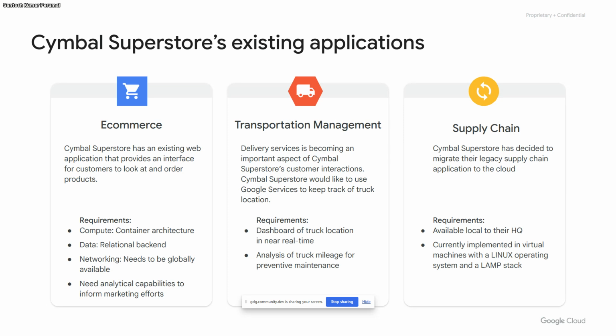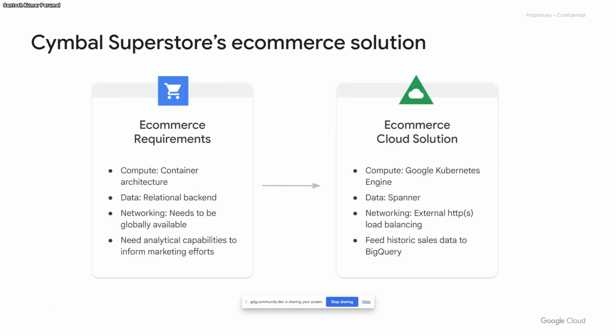Then we have the supply chain. Symbol Superstore has decided to migrate their legacy supply chain application to cloud. And so the requirement is available local to their HQ, currently implemented in virtual machines with Linux operating system and a LAMP stack. So the other one is e-commerce, the requirement is the one which we saw, the same thing, compute with container architecture.